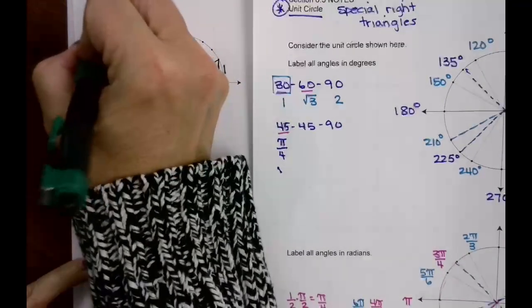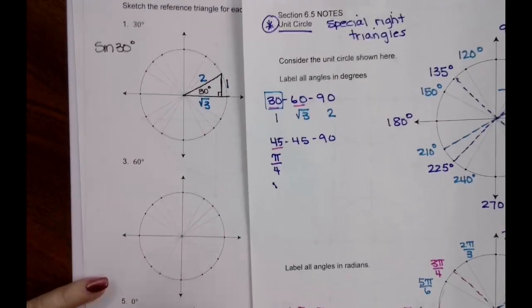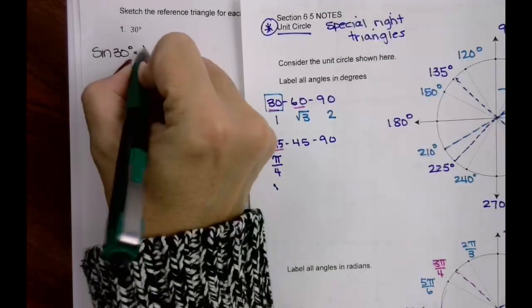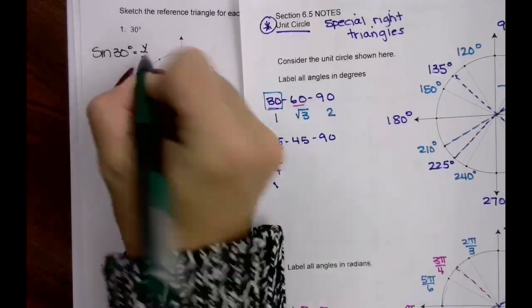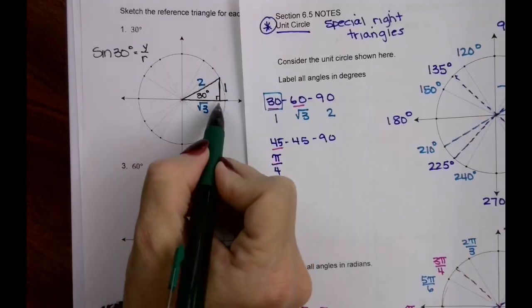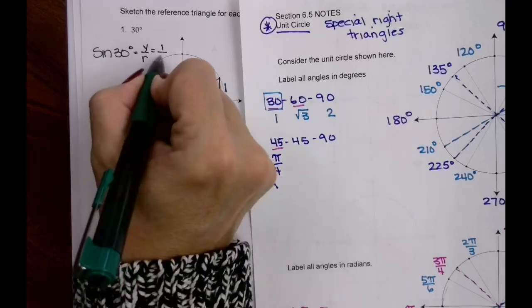So if I want to know what is sine of 30 degrees? Well, if I think back to what I know about sine, it's going to be your y value, and we did this in our lesson the other day. So sine is going to be y over our hypotenuse or our radius. So the y value is 1, so sine becomes 1, and my r value here is 2.